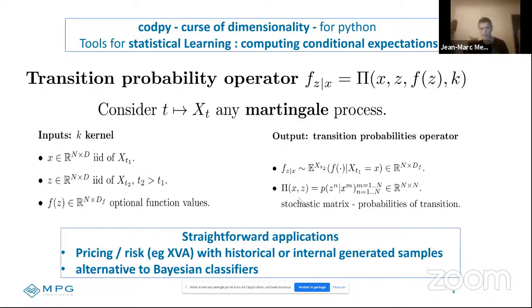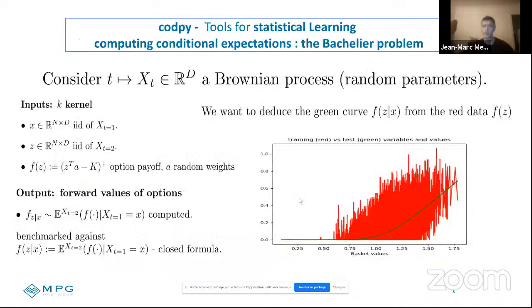The first ones that come to my mind are Bayesian classifiers, even if I never dug very deeply into this kind of application. So, okay, this is a little bit conceptual. Let's go to a more practical experiment. Okay, now, as I told you, X, you just take it as whatever process you want.